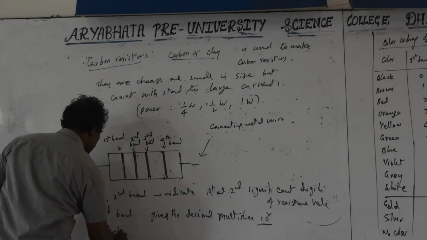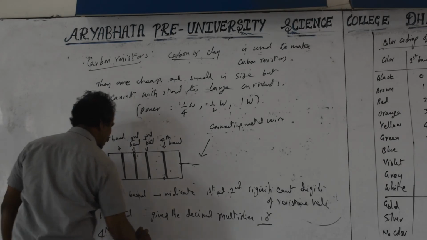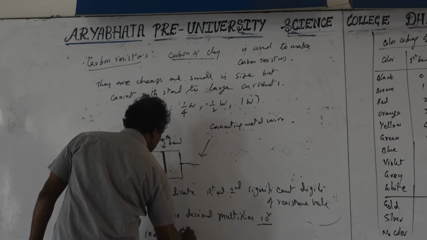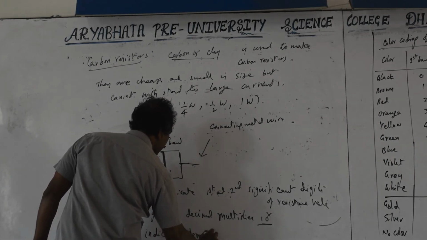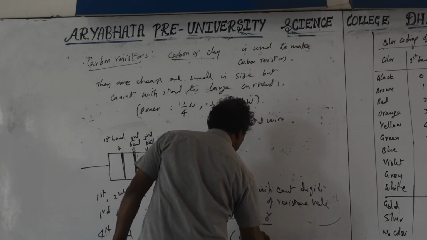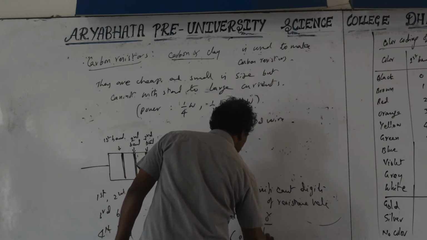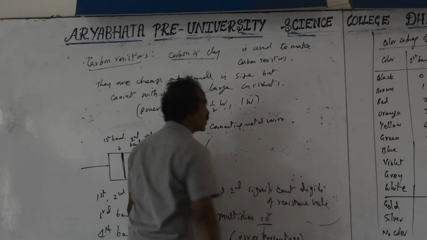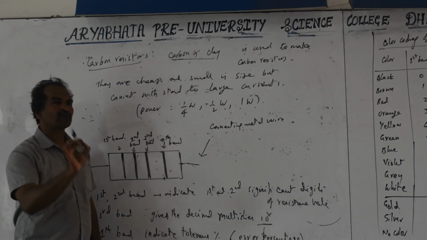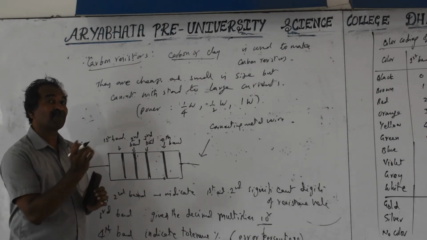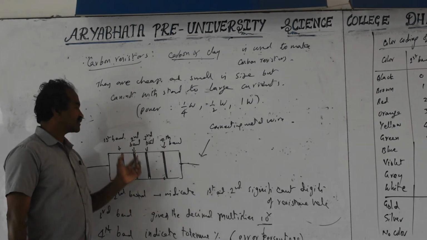The fourth band indicates the tolerance in percentage. That is nothing but the error percentage. That means an exact value we cannot have. If we require exactly 200 ohms or 300 ohms, the exact value is not available. So you have to go for some approximations. So what is the error possibility? The error possibility is mentioned by the fourth band.